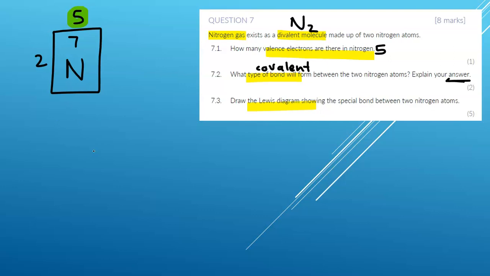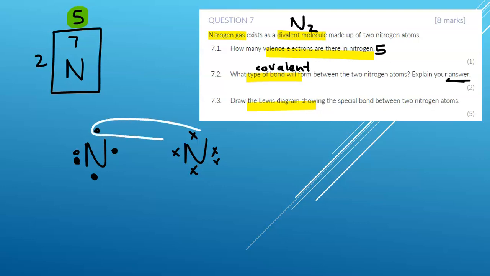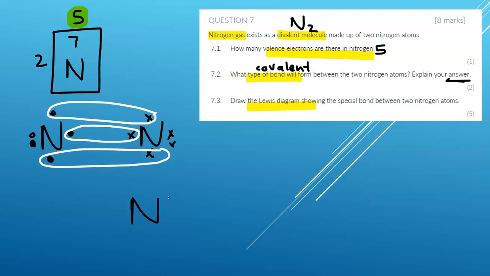And now we draw. So we have 2 nitrogens, and they each will have 5 electrons. So I have 1, 2, 3, 4, 5. And then on this side, I have 1, 2, 3, 4, 5. And now every single electron will go find a friend on the other side. So those 2 will bond, those 2 will bond, and these 2 will bond. So this one will end up as a triple bond.